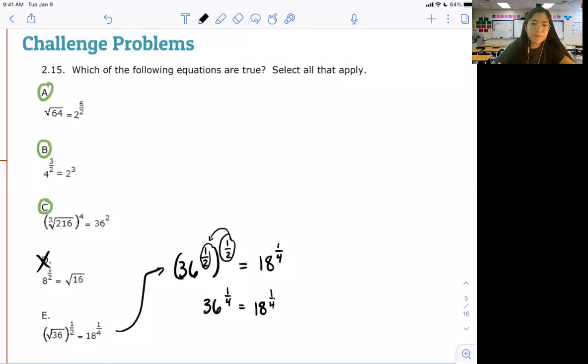Wait, what was the question? Just do these sides, do they match? Nope. E is out.